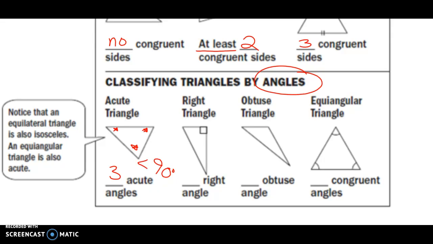A right triangle has 1. Why not 2? Yeah, then the triangle wouldn't be closed anymore, right? If you have 2 right angles, then it's just either a rectangle or a square or a trapezoid or something else. So there's only 1 right angle.